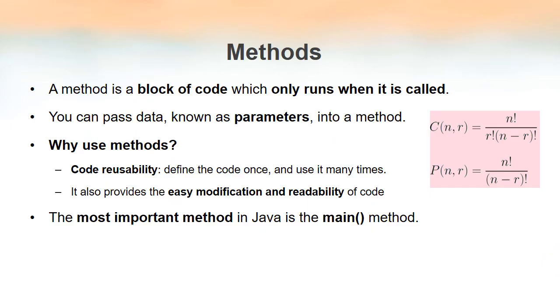So how can we define a method? A method can be defined as a block of code which only runs when it is called. This definition, we know its meaning, right? That is, we are creating a block of code. A block means, in programming, a pair of curly brackets. When we open one pair of curly brackets and close it, everything in between is considered a block. So curly brackets are used for creating blocks.